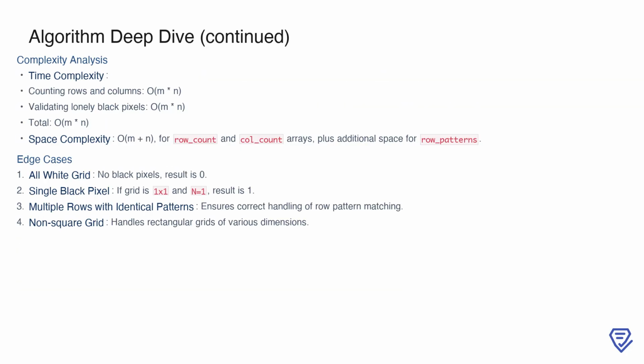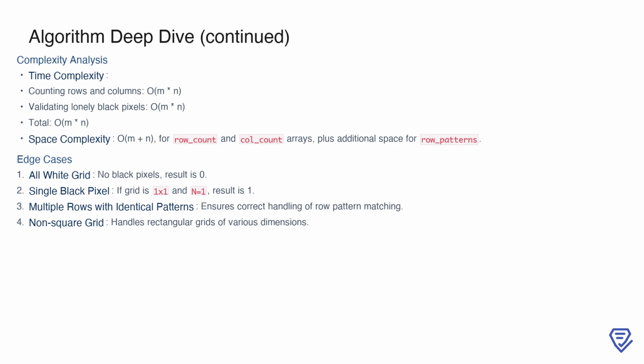The algorithm's time complexity is O(m*n), where we first count the rows and columns and then validate the lonely black pixels, both requiring a full traversal of the grid. The space complexity is O(m+n), as we use auxiliary arrays for row and column counts, along with additional space for the row patterns dictionary. This approach ensures a scalable solution even for large grids.